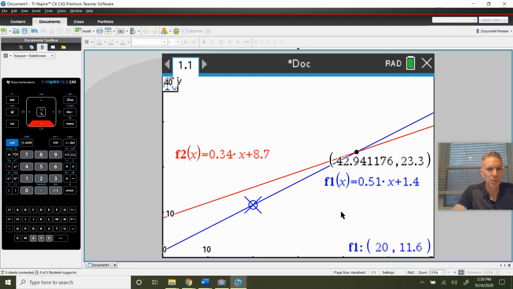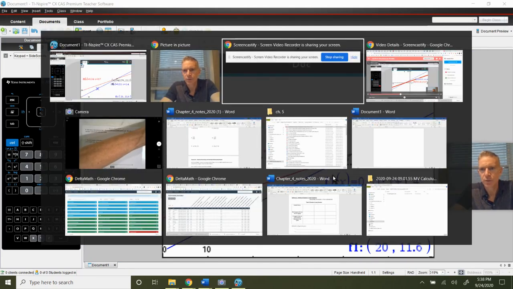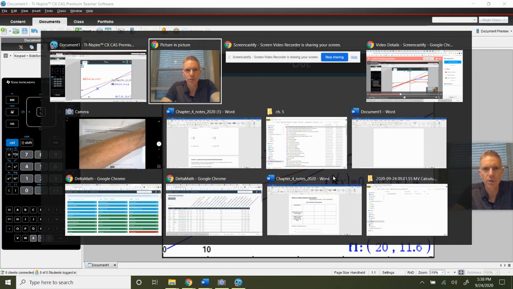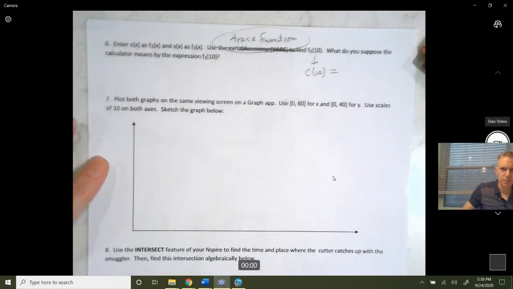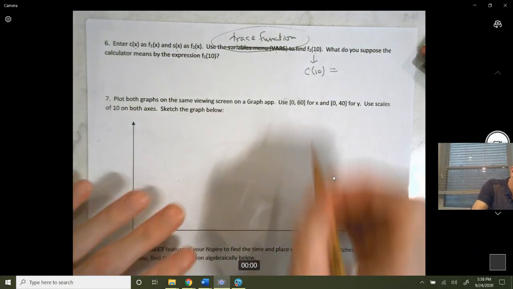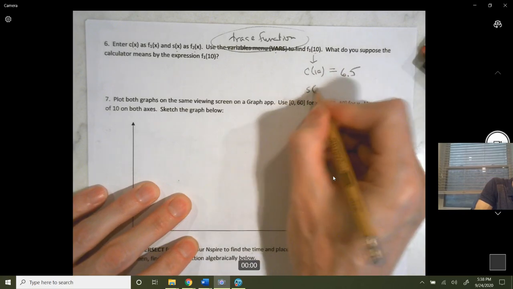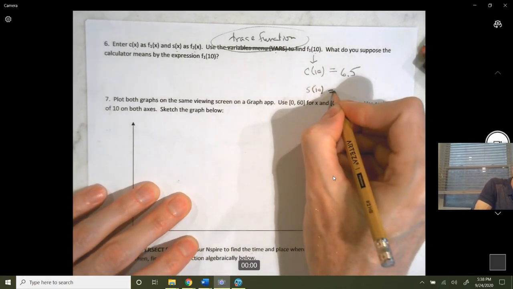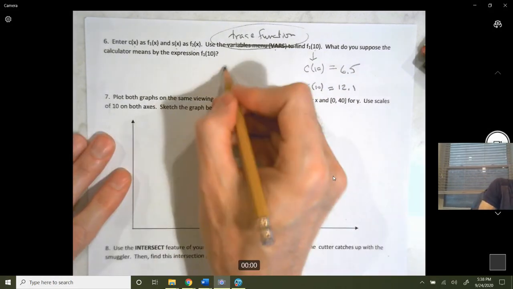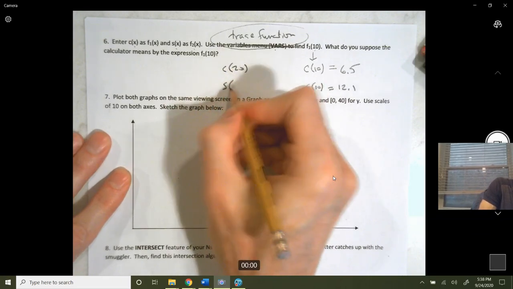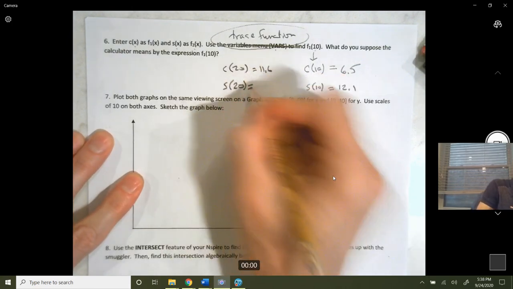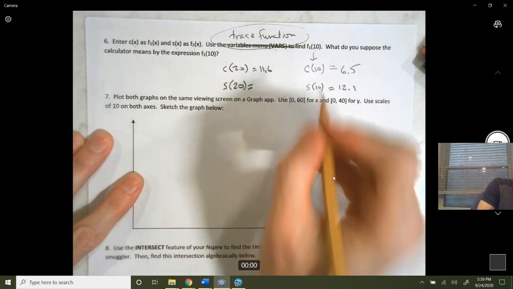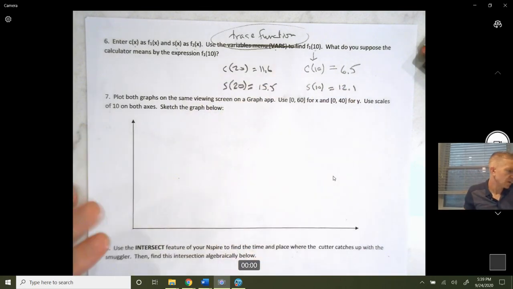You can plug in any x value you want, which is really useful. Okay, let's go back to our paper so we can see this. We said c of 10 did match, it was 6.5. We also checked the other graph, s of 10 was in fact 12.1. We also checked the values when x was 20: c of 20 was 11.6 and s of 20 was 15.5. And so on. That's something very useful that I forgot to mention earlier. All right.